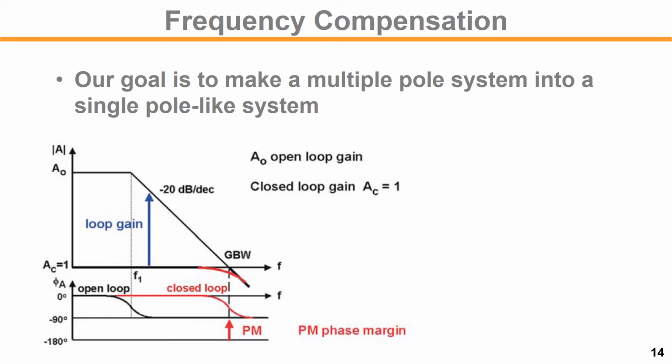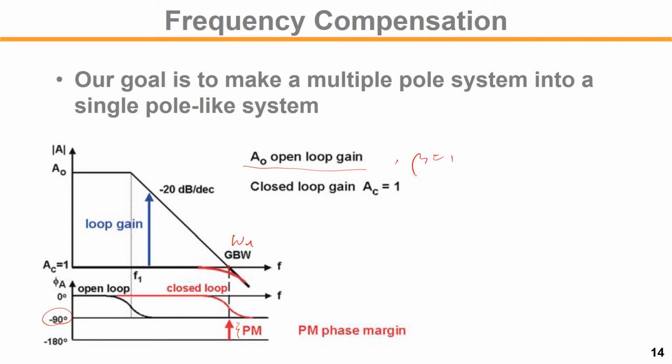So our goal is to make the multiple pole system into a single pole like system. For example, we know the single pole response of the loop gain, where A0 is the open loop gain and the feedback factor is equal to 1, right? In that case, a single pole below omega u makes the loop absolutely stable, because we have only 90 degree phase shift and a phase margin of 90 degrees, right?